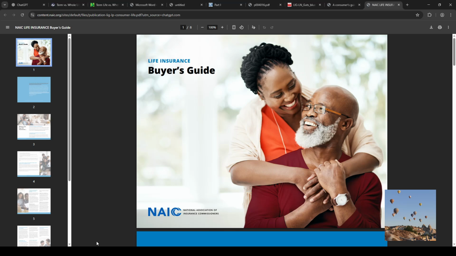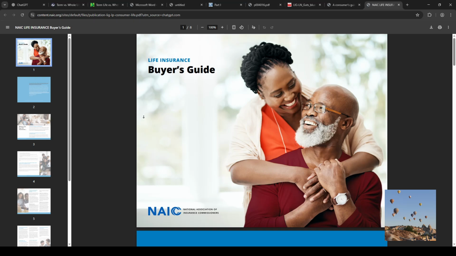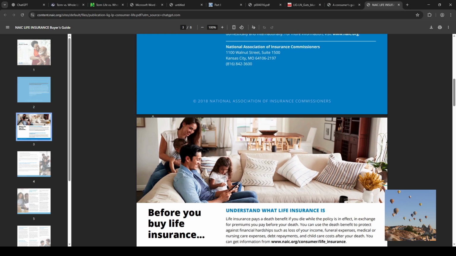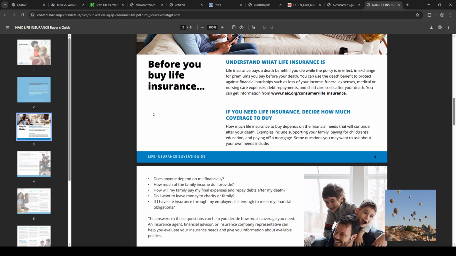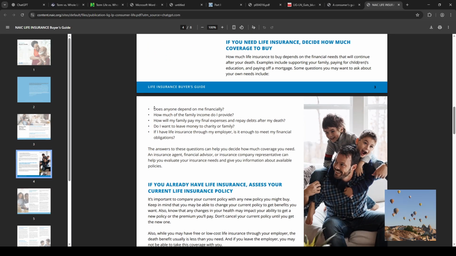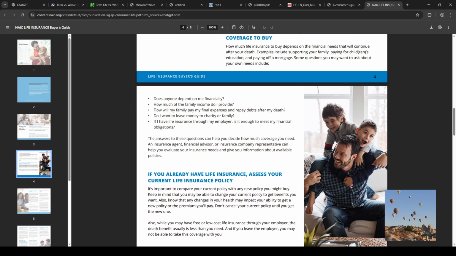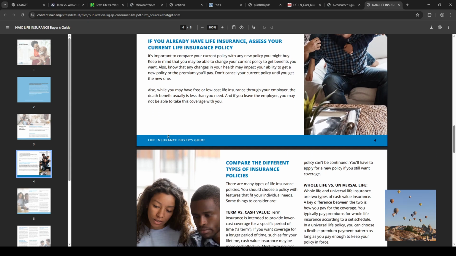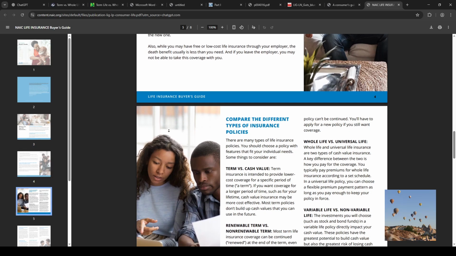First, let us get clear on what each product is designed to do. Term life is protection for a specific period. You pay a relatively small premium, you get a large death benefit, and the insurer takes the risk that you might die during that term. If you do, the policy pays the death benefit. If you do not, the policy expires and you have no cash value.